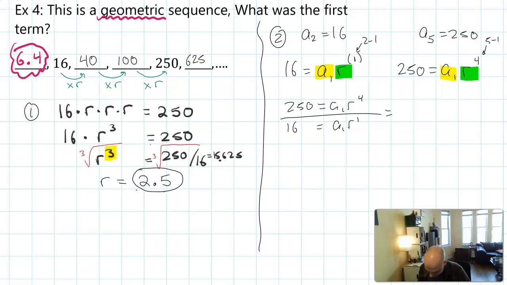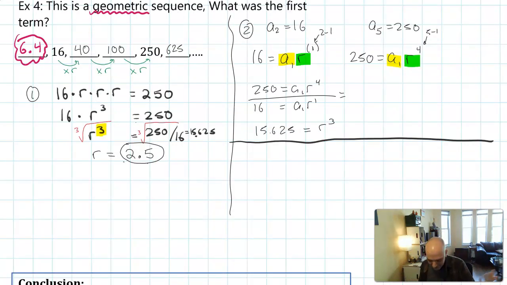You get 250 over 16, which is 15.625, is equal to r to the third. Hey, and that's the same equation we were solving earlier. So that's one way to solve this, just using more algebra than understanding of sequences. You're going to get the same result.